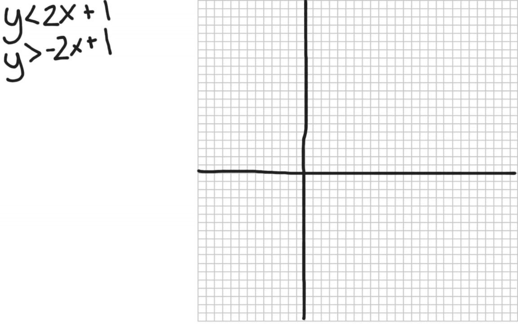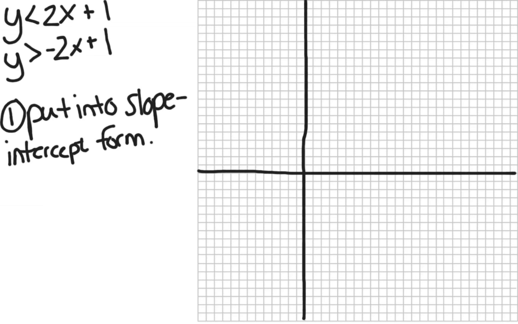Here's my system of inequalities. Remember, that's two or more inequalities that you're solving at the same time. And looking at the system, I'm pretty happy. I notice that y is already isolated, which means I'm in slope-intercept form. And that's my first step. And I'm going to try to keep writing these steps over in this area.